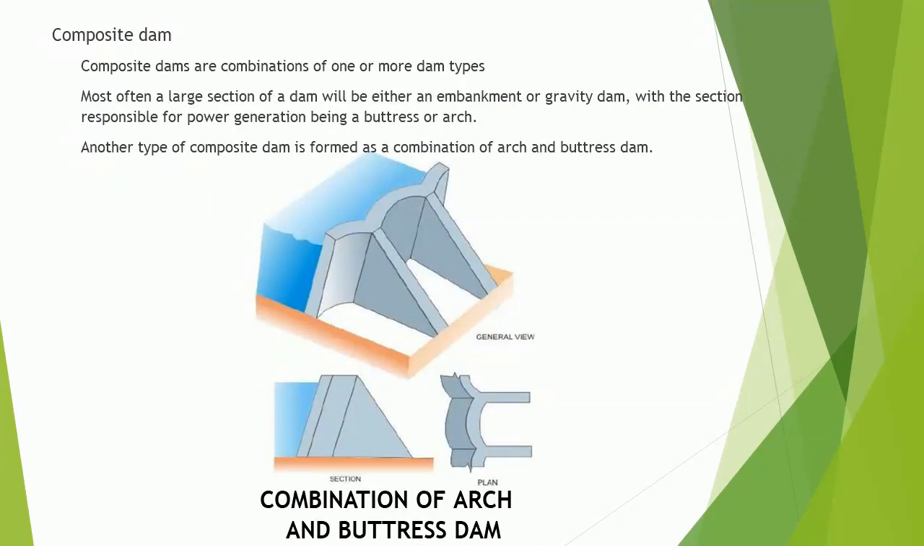Finally, let us discuss composite dam. Composite dams are combinations of one or more dam types. Most often a large section of a dam will be either an embankment or gravity dam, with the section responsible for power generation being a buttress or arch. Another type of composite dam is formed as a combination of arch and buttress dam.